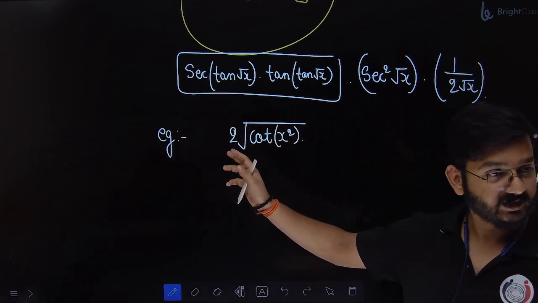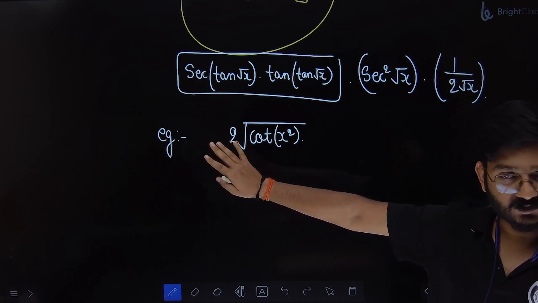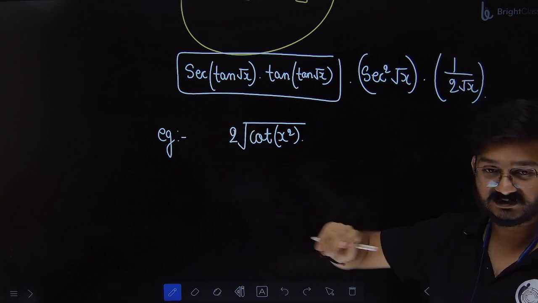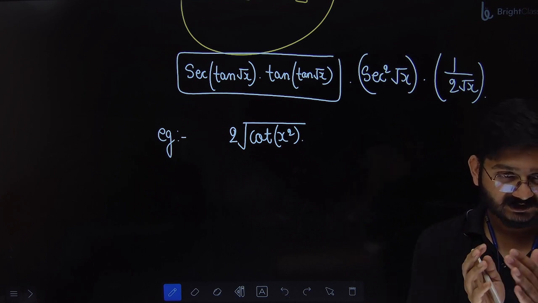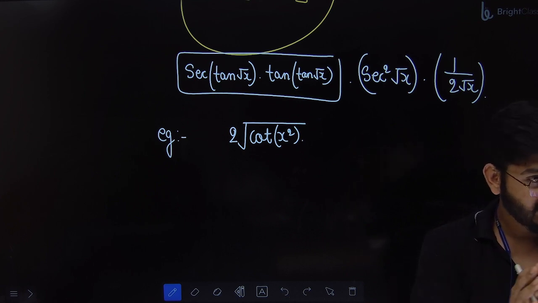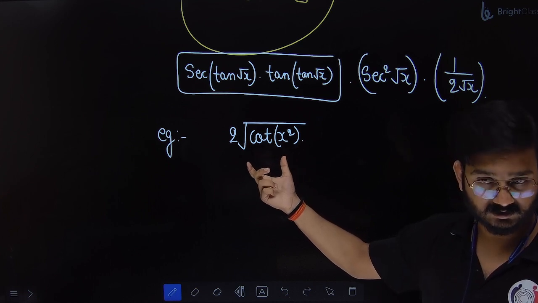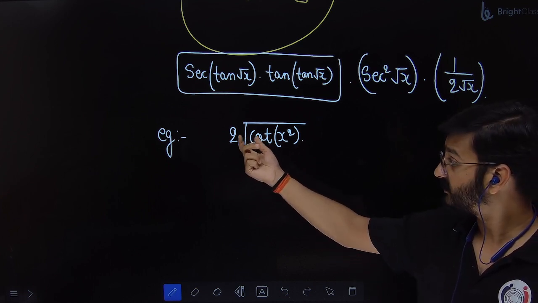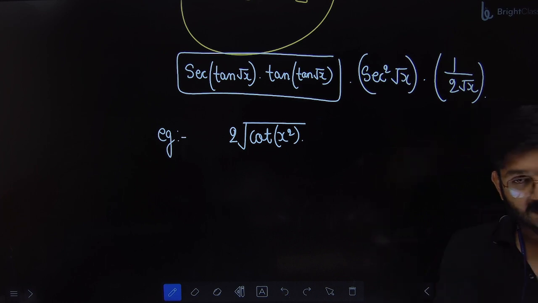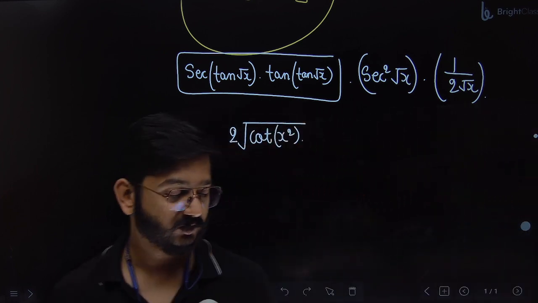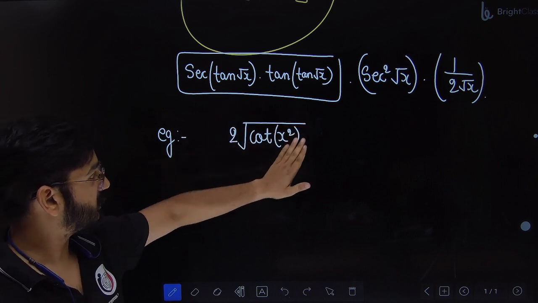Don't worry about this 2. You can keep 2 as it is. No need to do anything. Whenever a constant is multiplied or divided, you can always keep that constant aside and differentiate the variable. Aside means outside the differentiation. So don't worry about differentiating all these things.